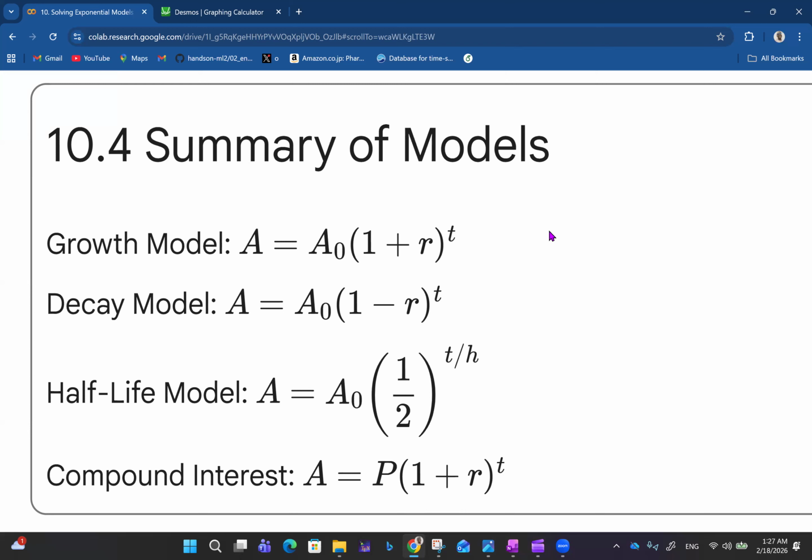Summary of the models we've looked at as exponential models, or indicial models if you like. We saw the growth model, which is A equals A naught into 1 plus r raised to t. The decay model is basically like that, except that the rate now is negative. Even compound interest is basically like the growth model too, exactly the same, except that instead of A naught, we use P for principal. Then for the half-life model, we have A equals A naught into half raised to t over h. All these are very lovely applications of exponential or indicial models.